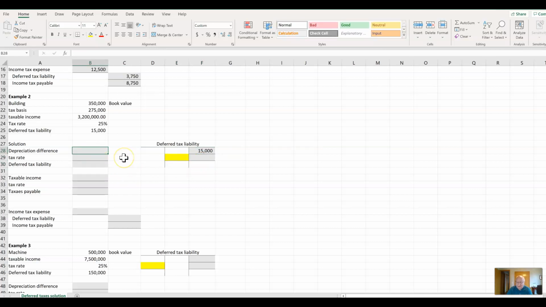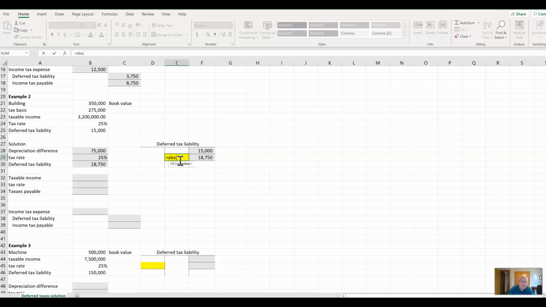This is why I like using the double T, and I'll use it for everything. Now we look at the depreciation difference. The depreciation difference is the 350 minus the 275, which is 75,000. At a 25% tax rate, that creates a deferred tax liability of $18,750. So that's what I need my ending balance to be. You see it went up: 15,000 to 18,750, so it went up 3,750.